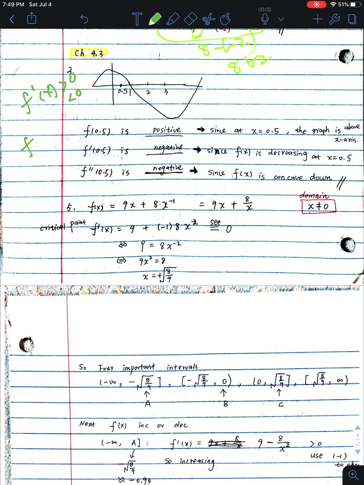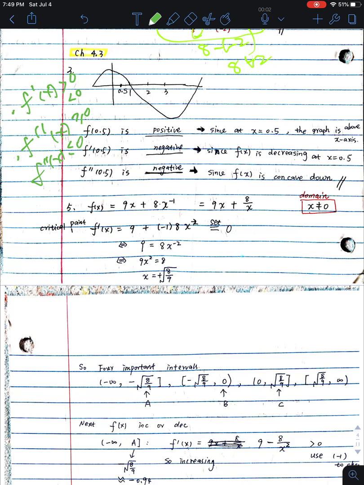And how do we check if the function is concave up or concave down? We check the second derivative. If the second derivative is greater than or equal to 0, then it's concave up. And if the second derivative is less than or equal to 0, then it's concave down.